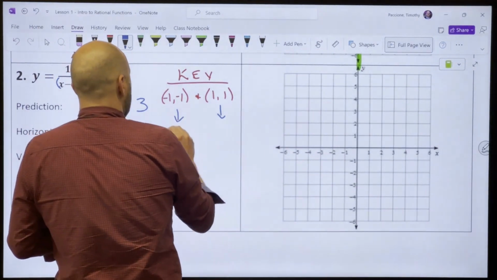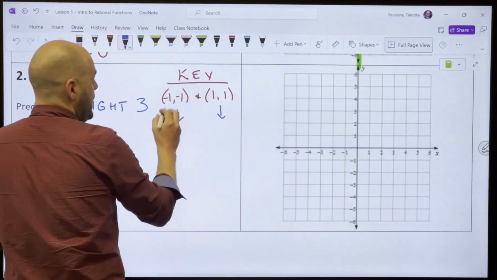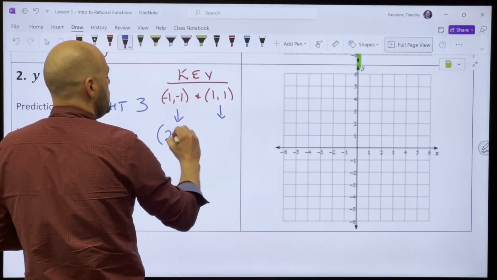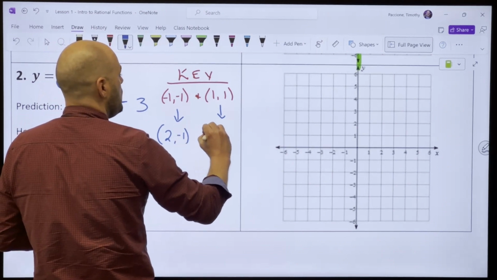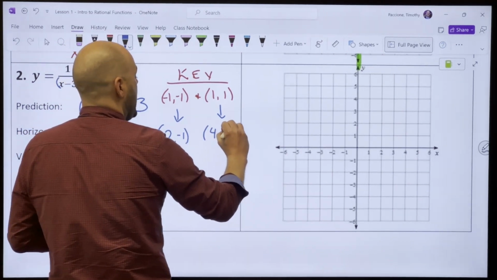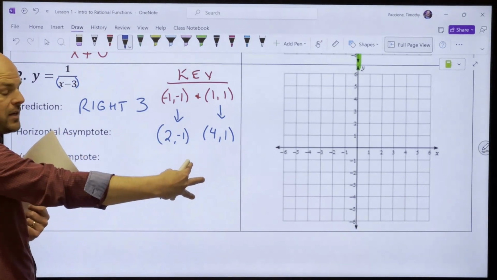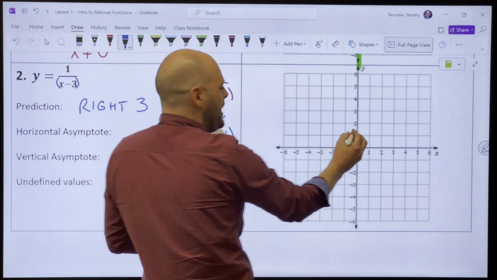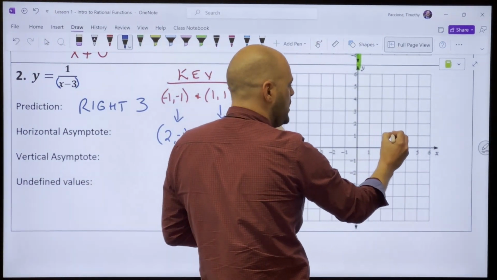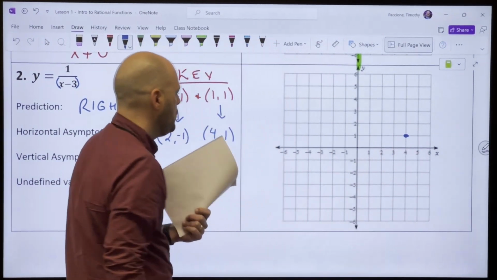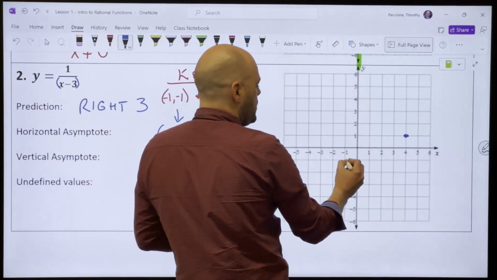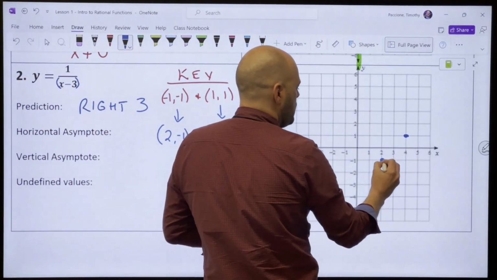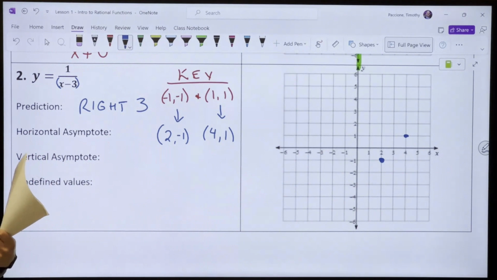So if I do that, I end up with, instead of -1, -1, 2, -1, and instead of 1, 1, 4, 1. Add 3, moving right 3 to my x, right? Now, you can also look at the graph to do this. You could say, I know I start here, so I'm going to go 1, 2, 3, and you get to 4, 1. So I have my 2 key points, okay?